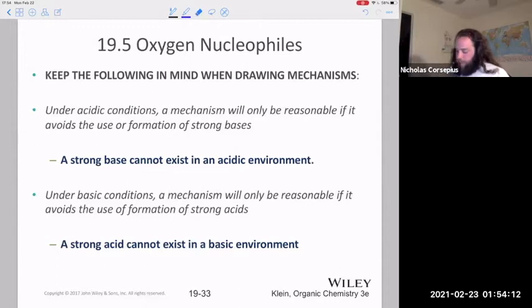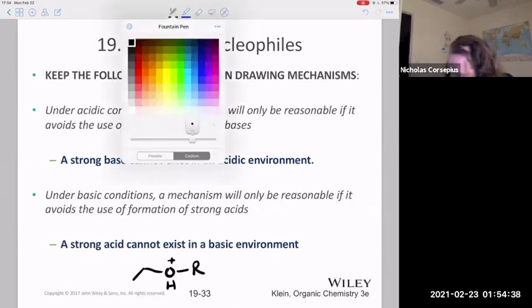And likewise, you can say this sort of in reverse. A strong acid is never going to exist under basic conditions, right? So you would never have something like that in a reaction mechanism under basic conditions. You might under acidic conditions, but not under basic conditions, because that's a really good acid. Okay, so that's kind of the charge rule that we were talking about, sort of simplified.